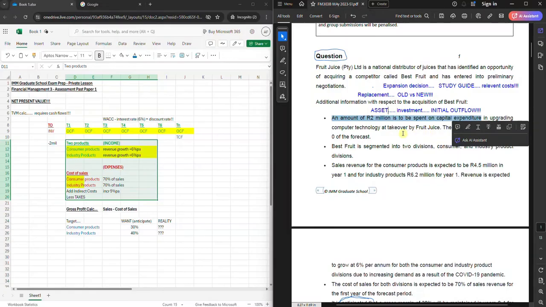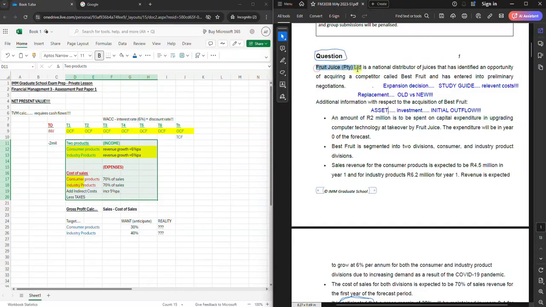100%. But in the first one, the 2 million is spent on capital expenditure only, just to upgrade the computer technology and not actually with regards to the distribution of the fruit. Well, it says here that the 2 million is spent on capital expenditure in upgrading computer technology at takeover by fruit juice. So you're purchasing the asset and you're investing, you're purchasing an asset that's going to add value to your business.